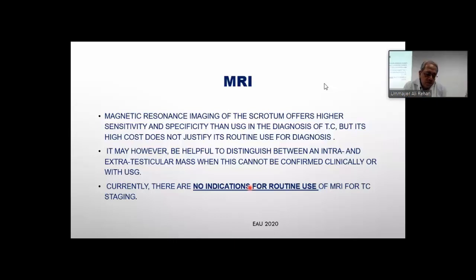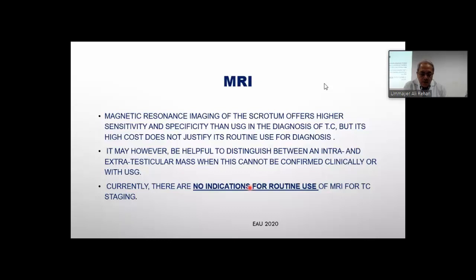Yes, and for instance, if there is a tumor, probably a seminoma in the testis, and there is a possibility that both the testes are involved by tumor, then there is a concept of testis sparing surgery or partial orchiectomy. Now, partial orchiectomy can easily be done with the guidance of ultrasound.